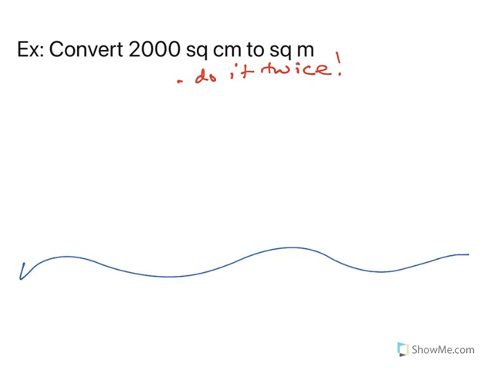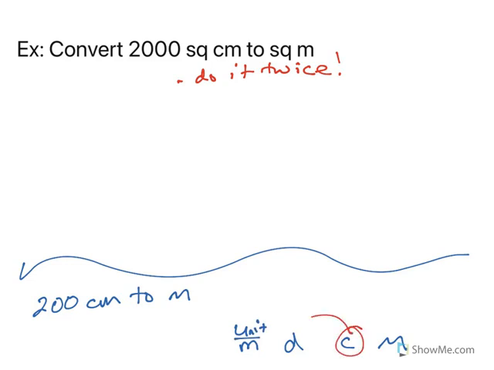Convert 2,000 square centimeters to square meters. Okay, so again, this is do it twice. When you see square units, think do it twice. Let me just do this little thing. If I have 200 centimeters and we're changing to meters, well, meters, decimeters, centimeters, millimeters, right? So, because this is units here in the middle, if I start at centimeters to go to meters, I go left twice.